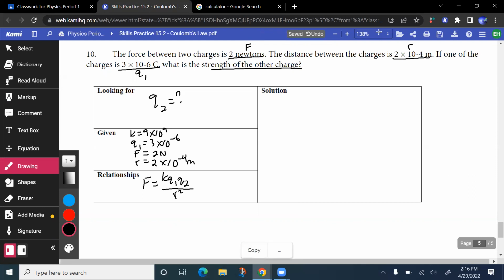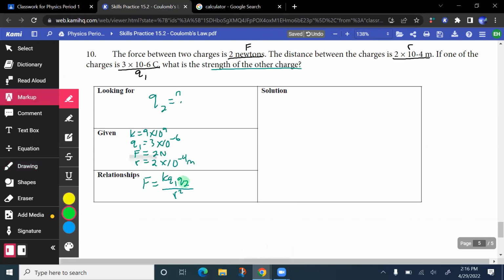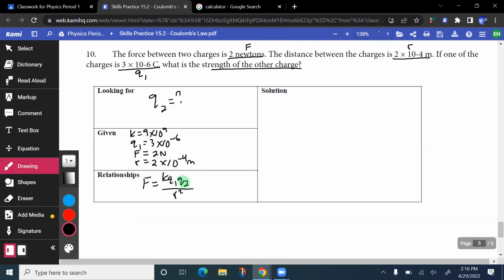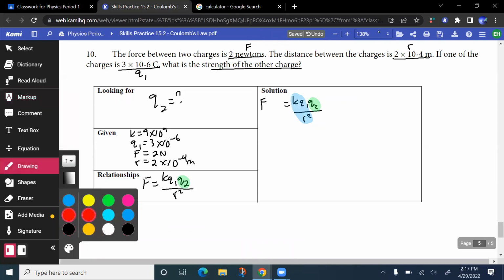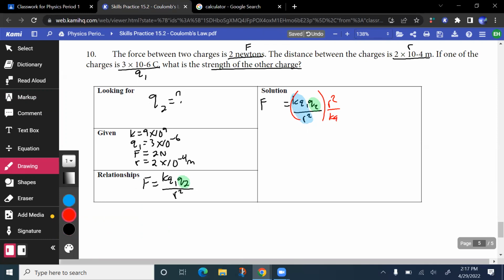Now, remember, guys, you have to solve this for Q2. So we'll start by writing the main equation. F, leave a little space, is equal to K Q1 Q2 over R squared. Remember how we accomplished this last time. To solve for Q2, you have to get rid of everything else. How do you get rid of everything else? You multiply by the reciprocal of everything else. The reciprocal of K Q1 over R squared would be R squared over K Q1.